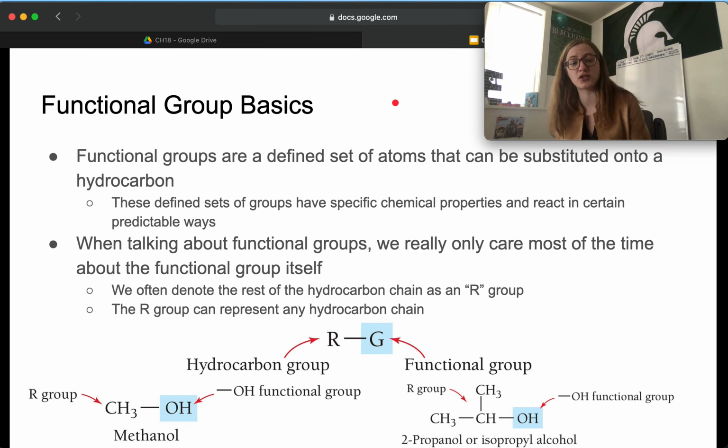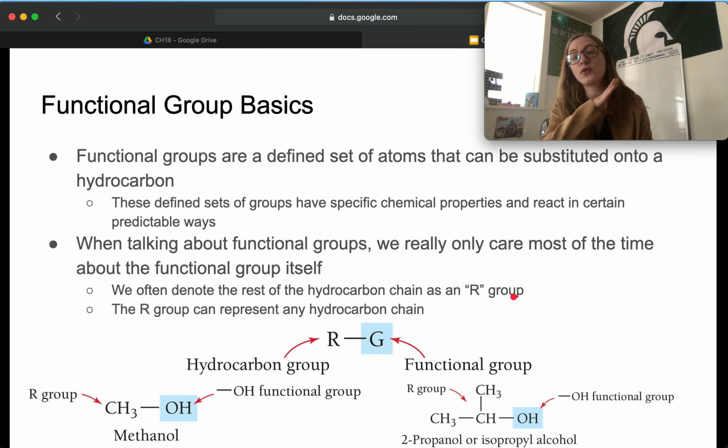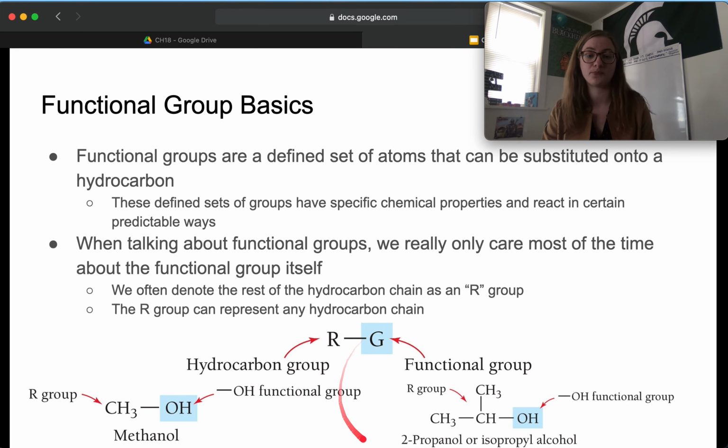When talking about functional groups, we really only care most of the time about the functional group itself. It's the most interesting part of the structure, likely. So we often denote the rest of the hydrocarbon chain as an R group, and the R group can represent any hydrocarbon chain. So here, this is kind of trying to denote what a functional group might look like. You'll have the highlighted part of your structure here on the screen as the functional group. These are OH groups, which are alcohols.